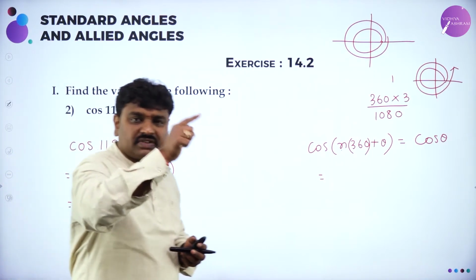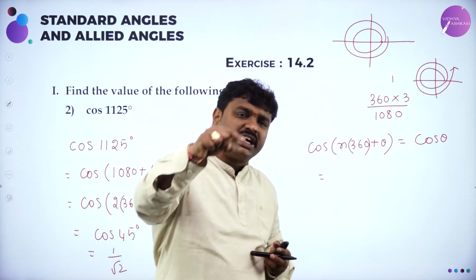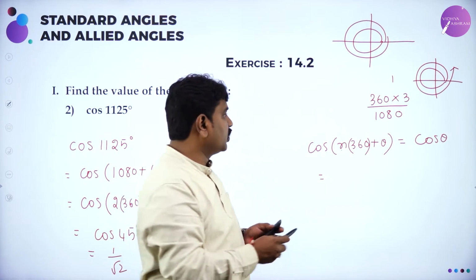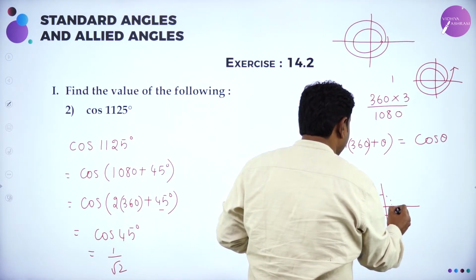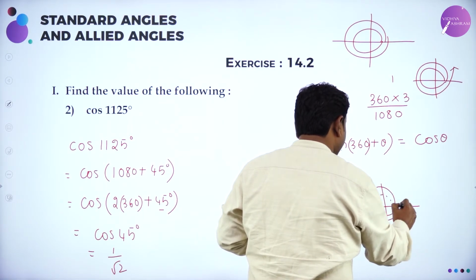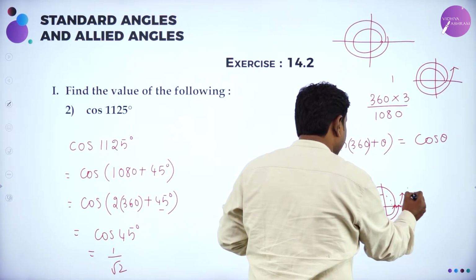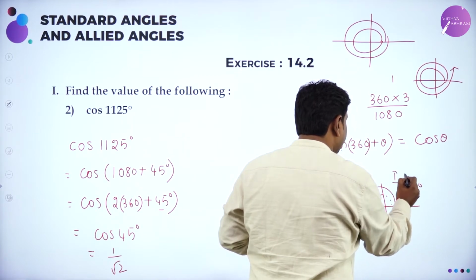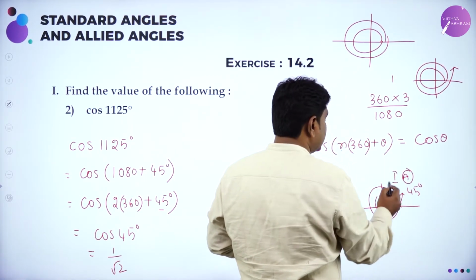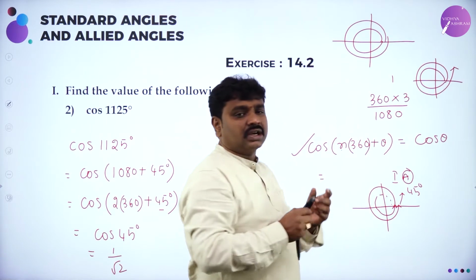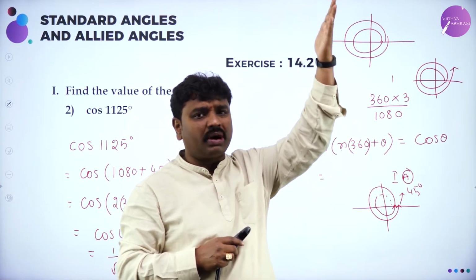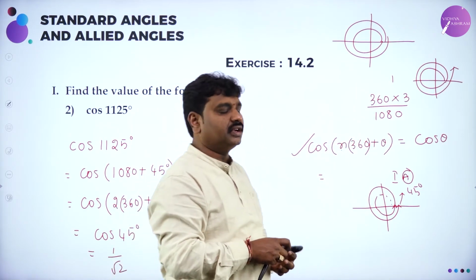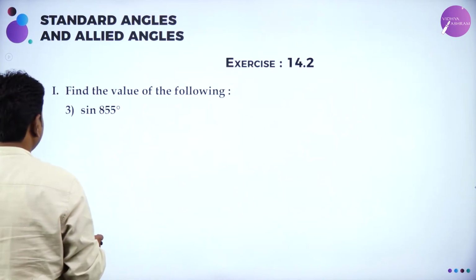So one time 360 means one rotation. 1080 means 2 times 360. So after 2 rotations plus 45. One rotation you will complete like this, you will come here. Again you will go and you will come here. Again you will go 45 degrees. So you are in which quadrant? First. In first, all are positive. So positive. And it is the same as cos of 360 plus theta. Cos of n times 360 plus theta is the same. Plus 360 means go up, minus means come down, like that. Now we got this. Next.